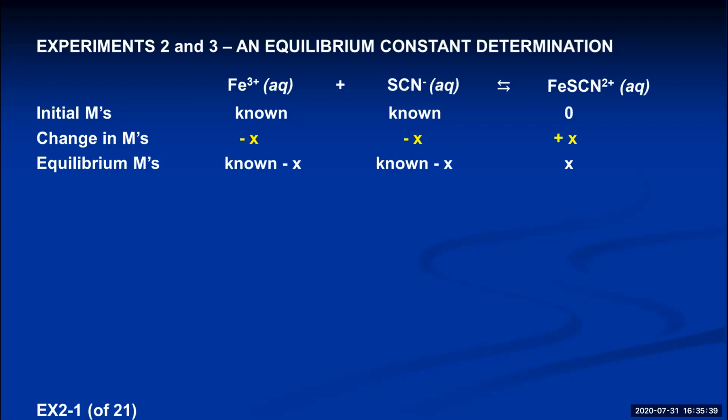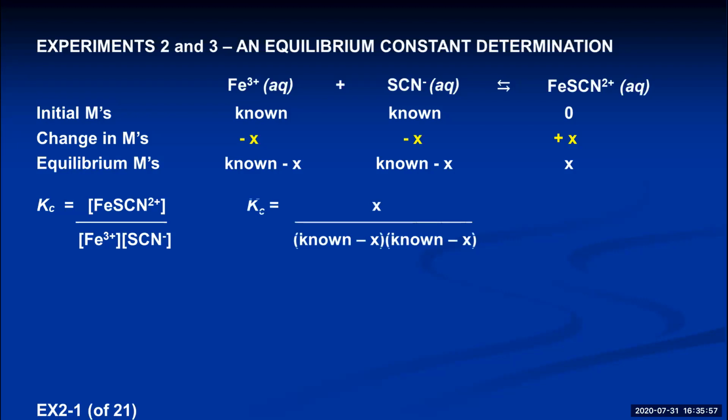An equilibrium constant is just the ratio of the molarity of the products to the molarity of the reactants. Showing that algebraically, we get the equilibrium constant expression: the concentration of FeSCN2+ divided by the product of the concentrations of Fe3+ and SCN-. These are their equilibrium concentrations, and so the Kc will equal the equilibrium molarities of each of those species, and we're going to try to determine the equilibrium constant Kc for this reaction in experiment 3.